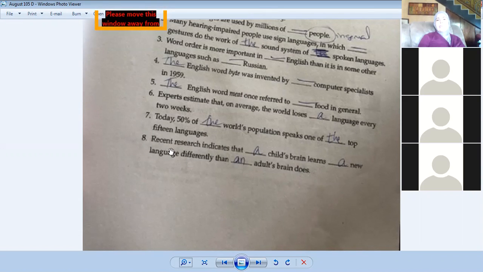8, recent research indicates that a child's brain, we're talking about a brain. Which brain? A child's brain in general here, and we're using singular here. Learns what? A new language. So we're talking about singular again. We're using singular here. A new language differently than an adult's brain does. Okay? So singular, singular, singular again. So we use an here and it's the same singular, but it's because the beginning is what?